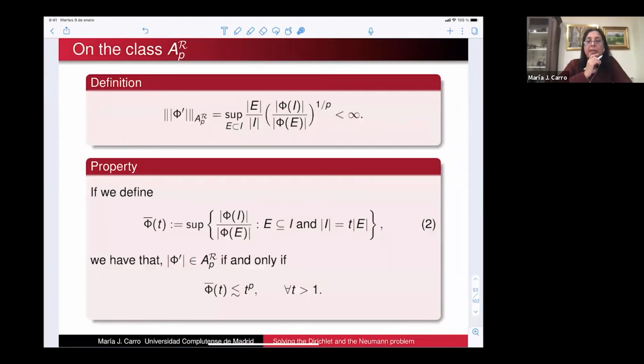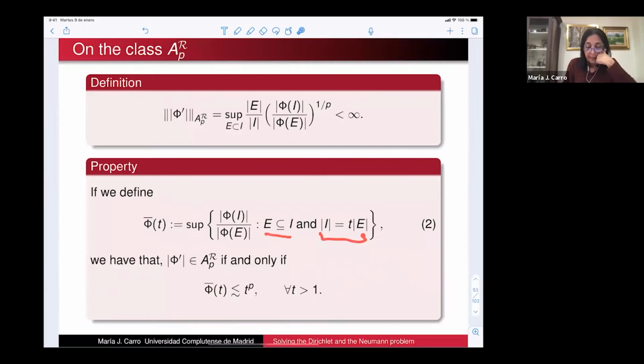Okay, so this means that we can define this function here. For every t bigger than 1, we can define the function phi of t as the supremum of this quotient, where the supremum is taken over all measurable sets E contained in an interval, and this is the supremum for every interval, under the condition that the measure of the interval is equal to t times the measure of E.